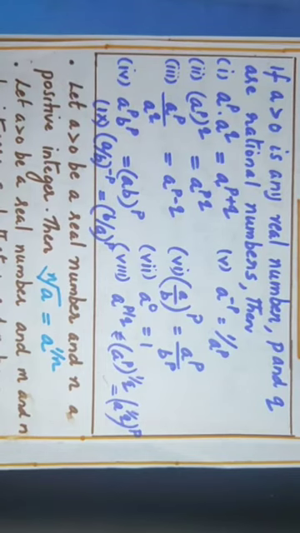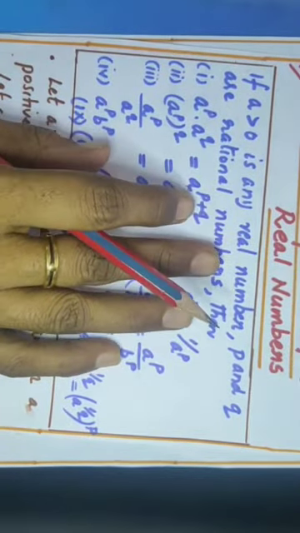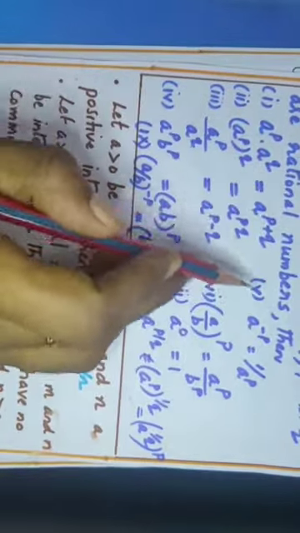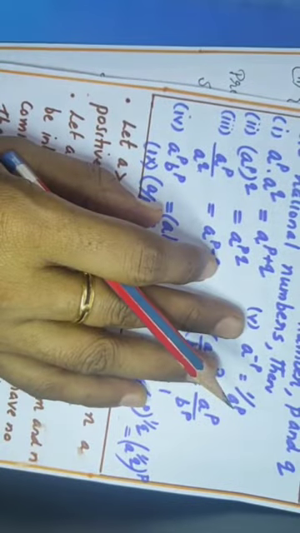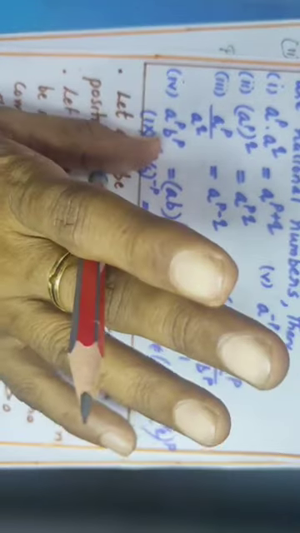Hope you got the logic. Let us summarize: the laws of exponents for integers are applicable for fractional powers. So with this, the chapter number system is completed.